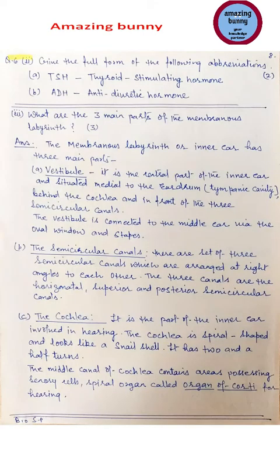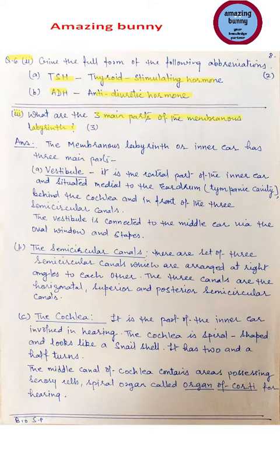Question number 6, part 2. Give the full form of the following abbreviations. First is TSH, which is thyroid stimulating hormone. Second is ADH, antidiuretic hormone. Part 3. What are the three main parts of the membranous labyrinth?